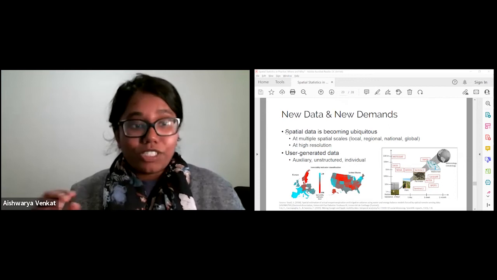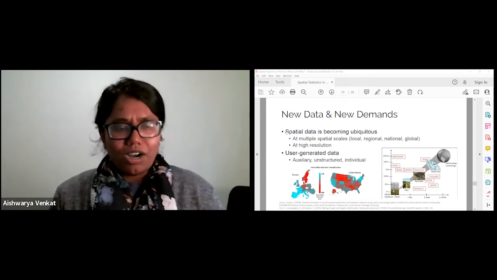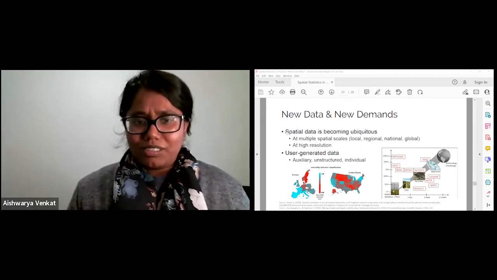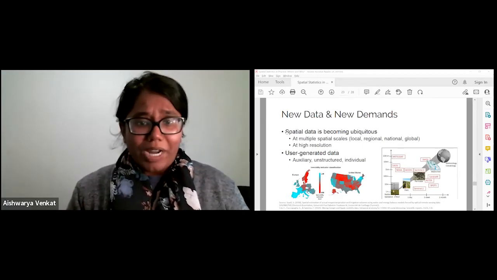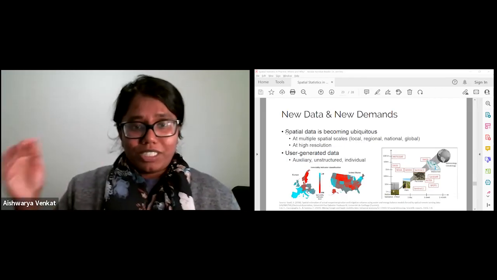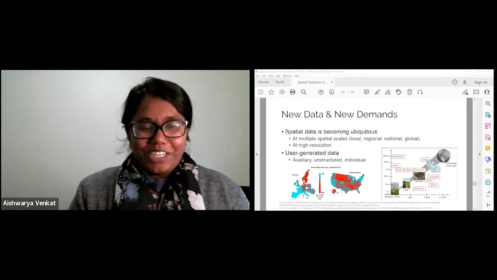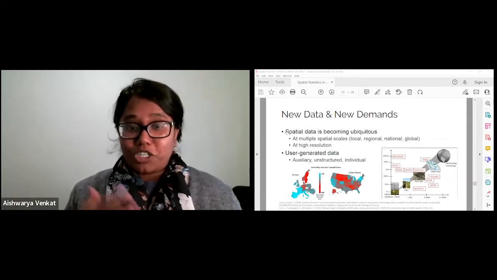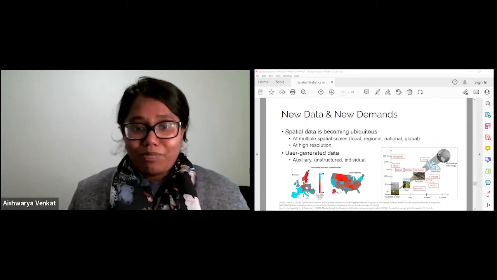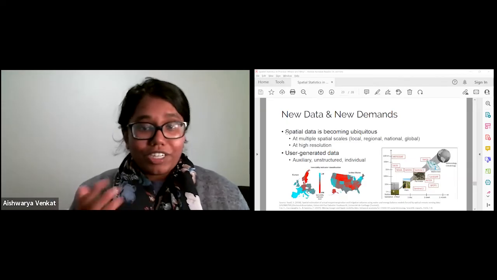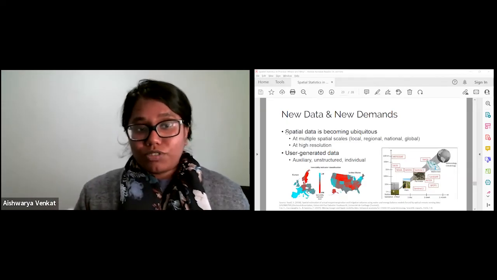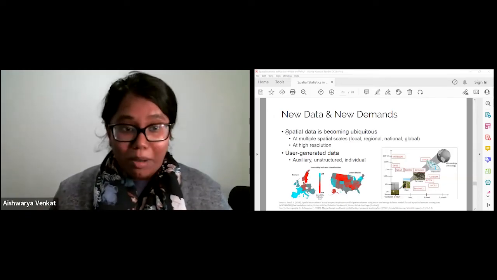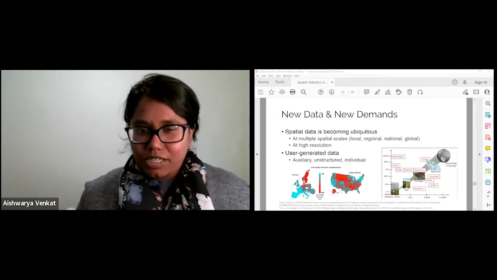This data is, of course, very detailed. I think I saw a remote sensing data set at the 15 centimeter resolution very recently, which is very, very high resolution to be able to detect from space. So this data is high resolution, available at multiple spatial scales. Just a few years ago, very few cities had GIS portals for the public to be able to download and map their own data, but that is becoming more and more common. And in fact, now it's considered the norm.